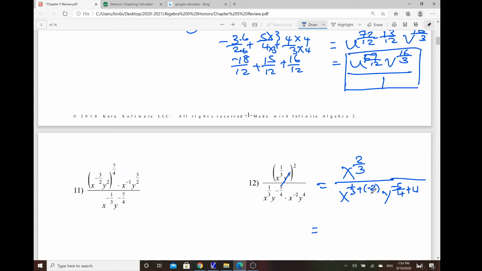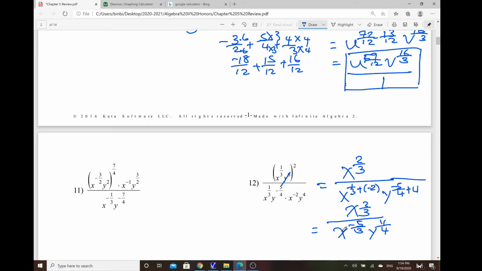So 1/3 plus negative 2, so it's 1/3 plus negative 6 over 3, which turns out to be negative 5 over 3, because you want to combine that. And then negative 5/4 plus 4, so 4 is considered 16 over 4. So that would be y to the power of 11 over 4.